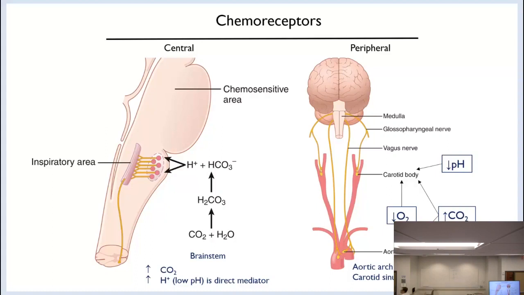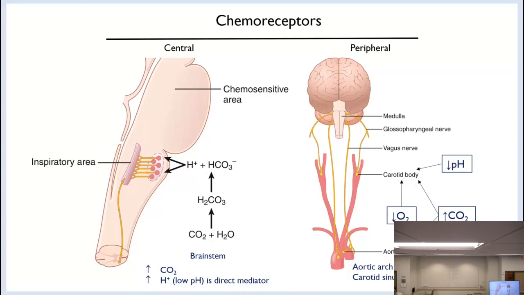So for example, this CO2 from the blood may pass through the blood-brain barrier and combine with water there, and then the hydrogen is the one that will stimulate the respiratory center, not the CO2 directly. That's important, because it doesn't matter how elevated the CO2 is, even if this has been happening for a long time and this person is producing excess CSF, now we produce a CSF with higher bicarbonate.